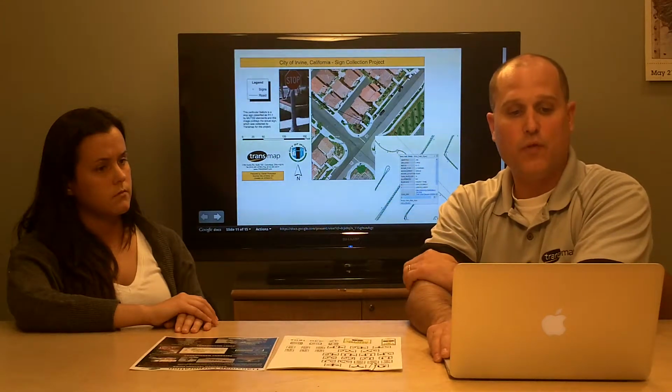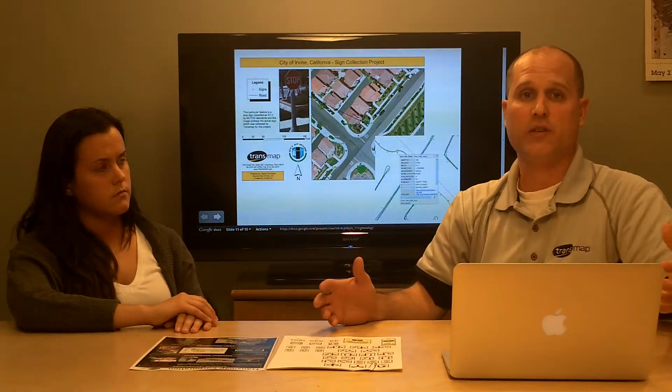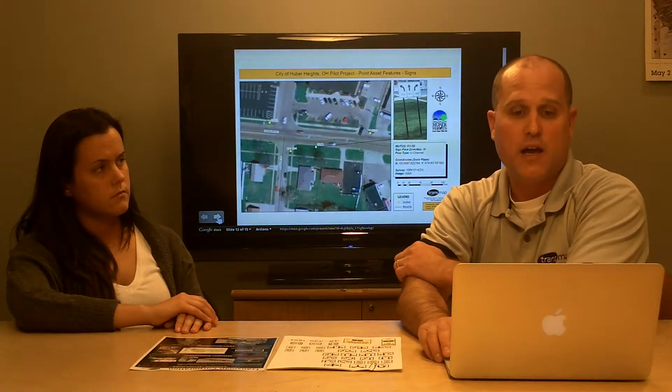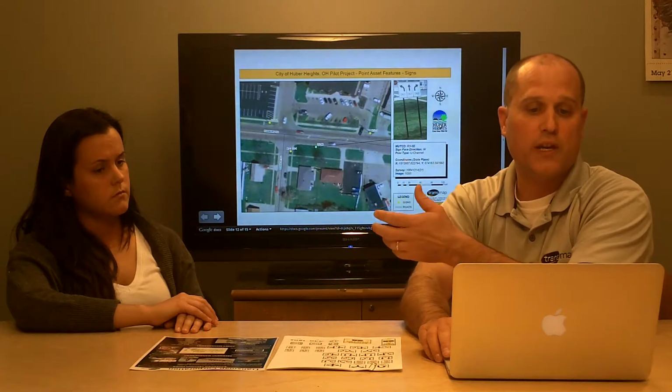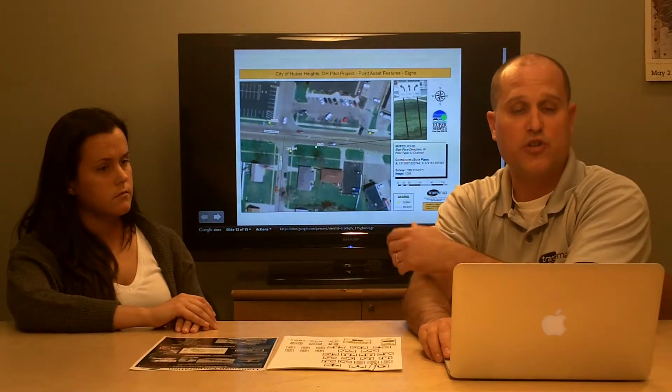This is for Irvine, California. What was interesting about this project is we not only collected their signs across their roads, we also did bike path signs. So we drove the vehicle on the bike paths and collected bike path signs. That job was actually showing how to become MUTCD compliant because they're running this through a database called GPA Master Series. They're actually tracking their signs.